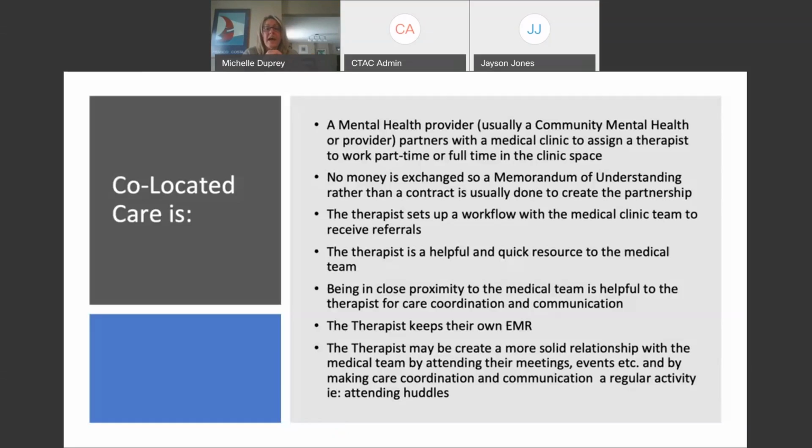Basically, a therapist is free to kind of create a more solid relationship even with that medical team, attending their meetings, going to their events, participating in their lunches, and really ingratiating themselves into that group of professionals and becoming more of a partner based on their effort to do that. And that, again, can be very helpful all around for the pediatrician, the therapist, and the patient.